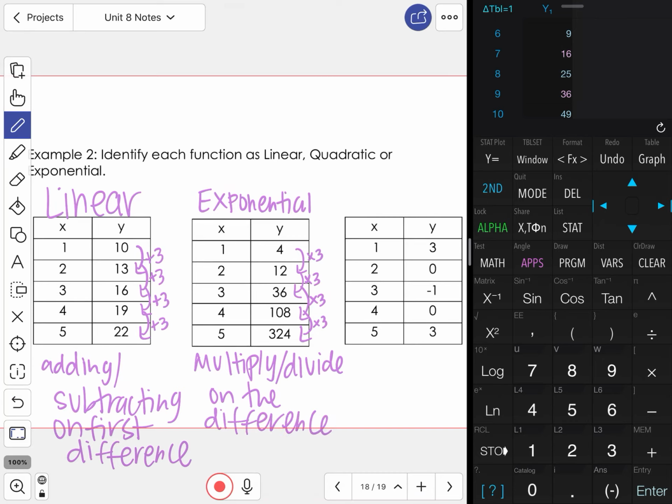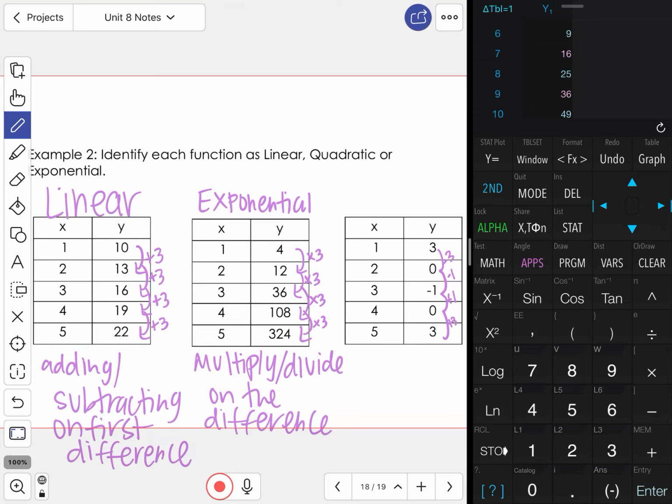And then on this next one, it's going from 3 to 0. From 0 to -1. It doesn't look like it's doing the same thing every time. So on the first time, from 3 to 0, it subtracted 3. From 0 to -1, it subtracted 1. From -1 to 0, it added 1. And from 0 to 3, it added 3. So it wasn't doing the same thing each time.